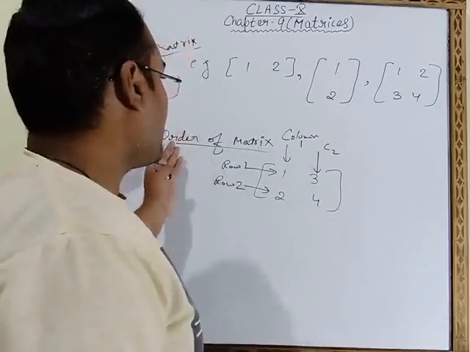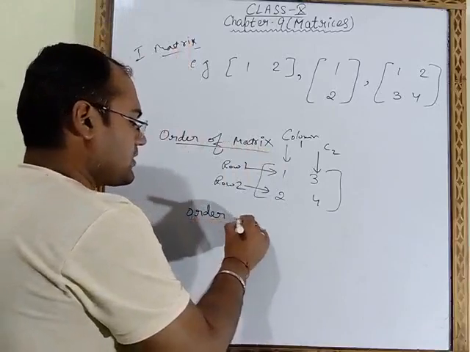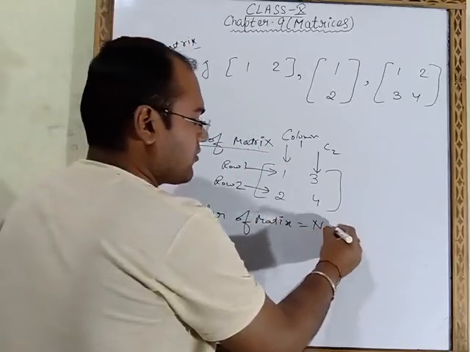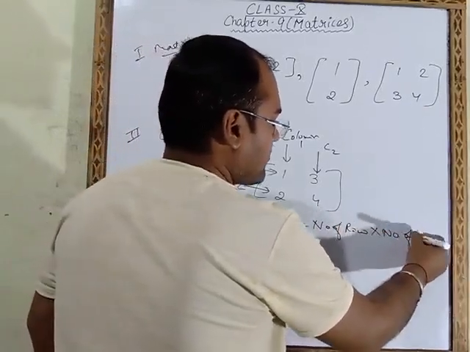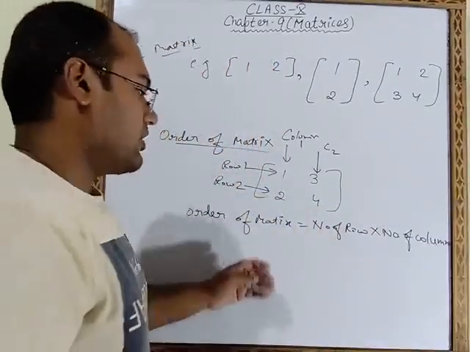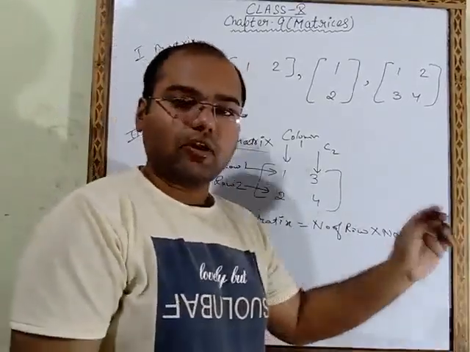So in order to write the order of a matrix, what do you have to do? Order of a matrix means number of rows multiplied by number of columns. You have to write number of rows multiply number of columns.